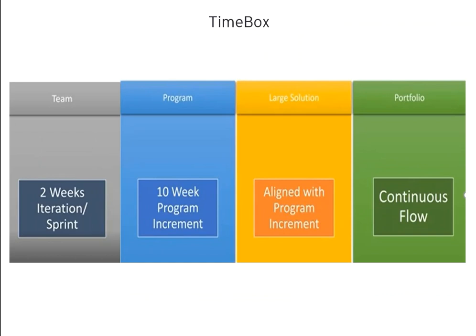Then the time box. At the team level, we have 2 week iterations or sprints. At the program level, we have 10 week sprints. That means it will be 5 sprints, so 5 into 2 weeks means a 10 week program increment. Then the large solution will be aligned with the program increment, and at the portfolio level, we have continuous flow.